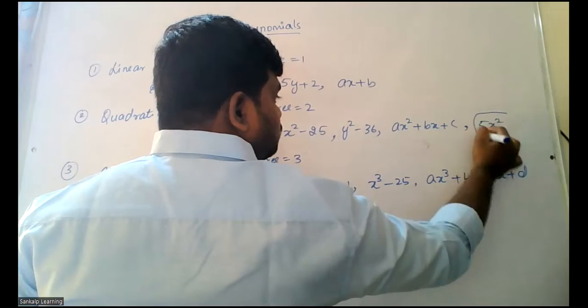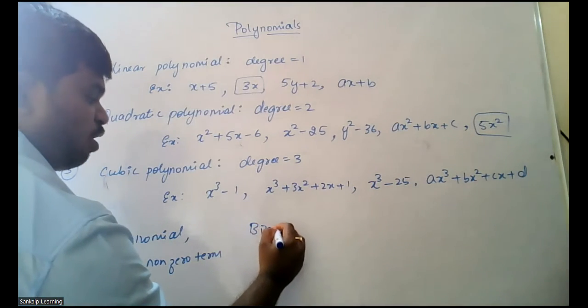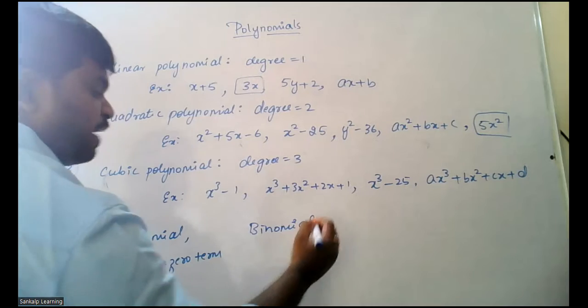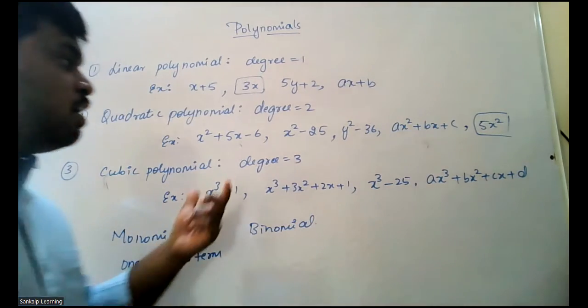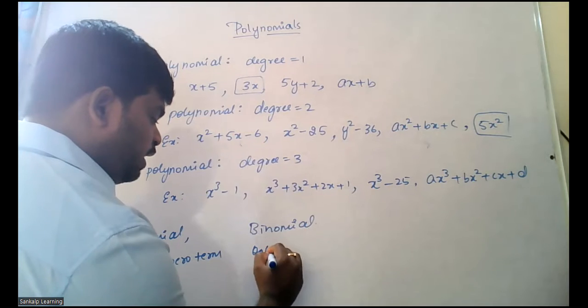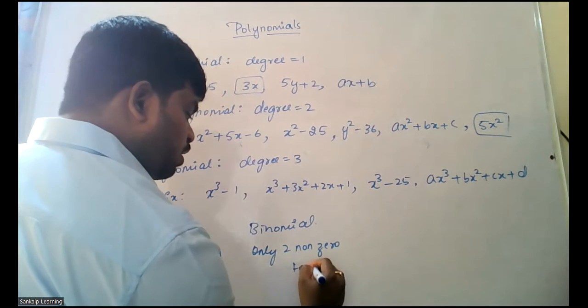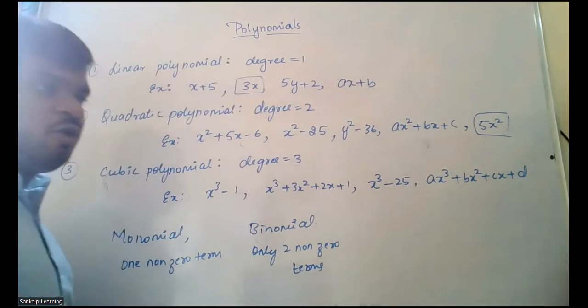5x square. This is also a monomial, isn't it? So next, binomial. What is binomial? Based on the terms, if you have 2 non-zero terms, only 2 non-zero terms. Okay. These are known as binomials.